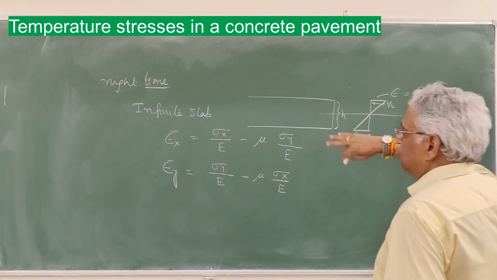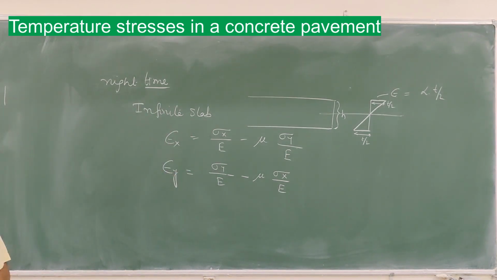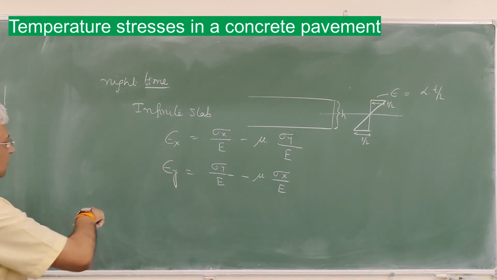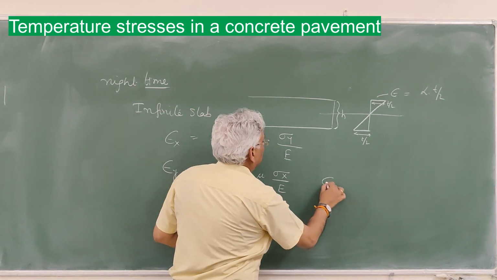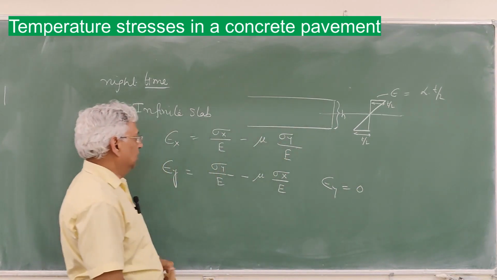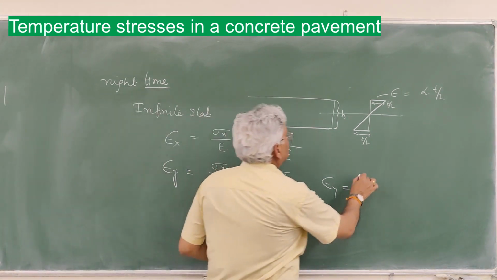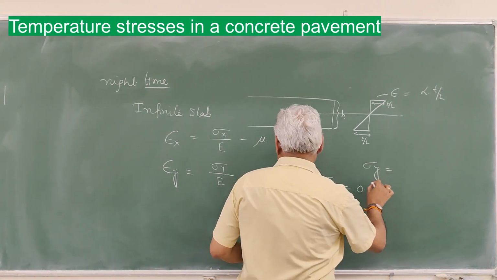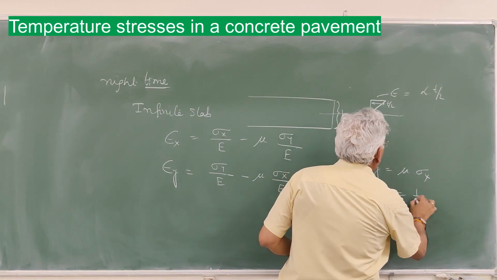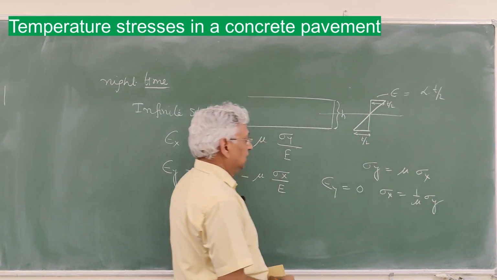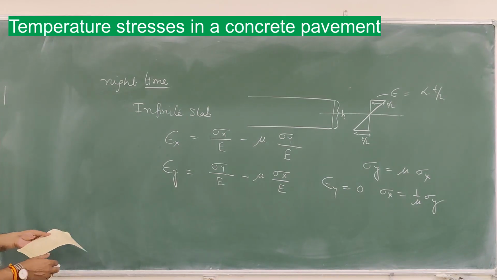Now, just to solve these equations, suppose you assume that this slab expands only in x direction. As a case 1, let us say it expands only in x direction. Therefore, this epsilon y is 0. And when you put this value as 0, sigma y is equal to mu into sigma x, or you can say sigma x is 1 upon mu into sigma y. Put this value here and find out what is the value of x.